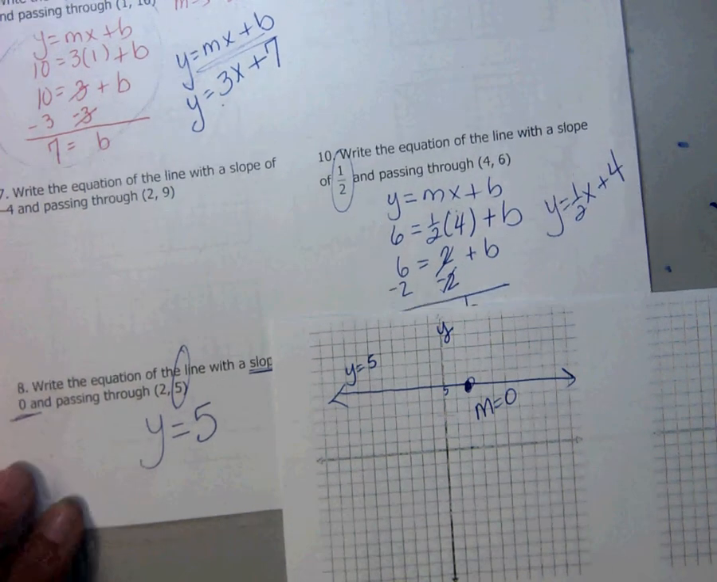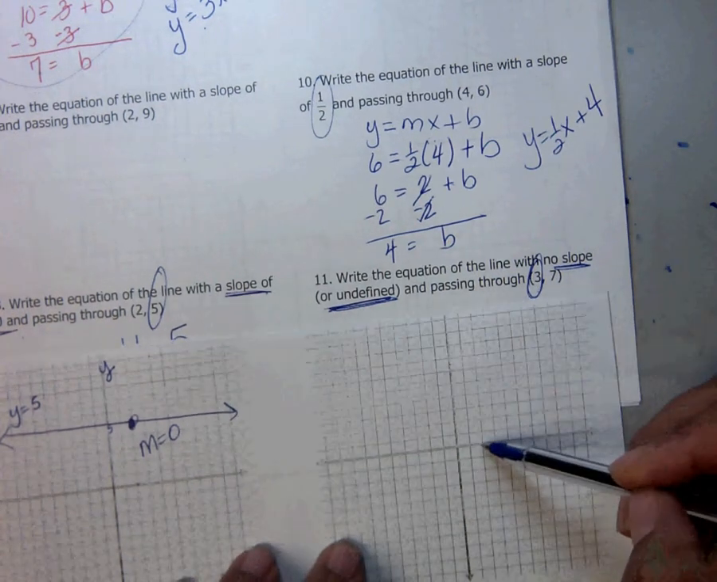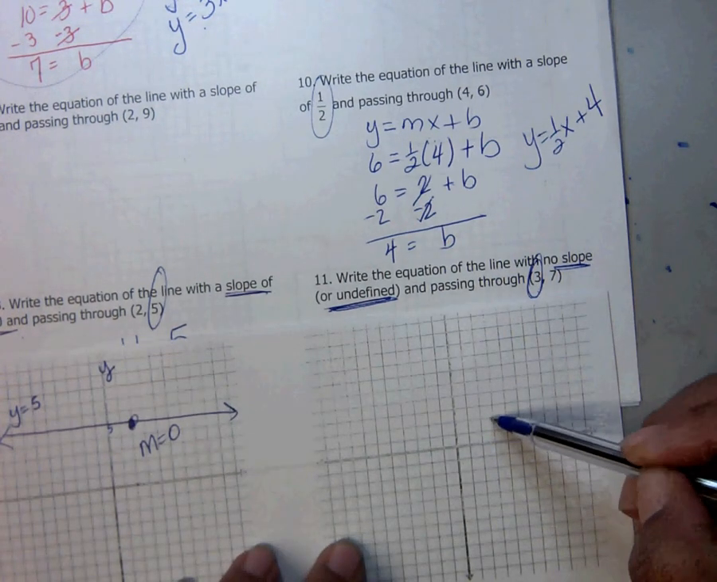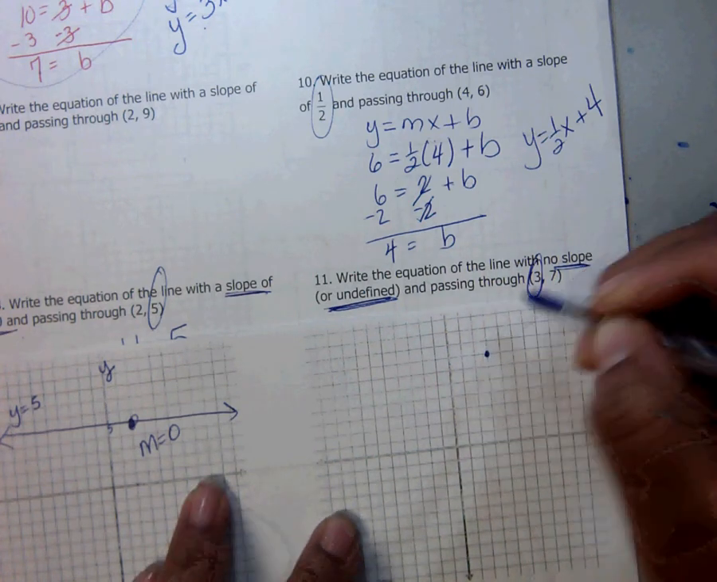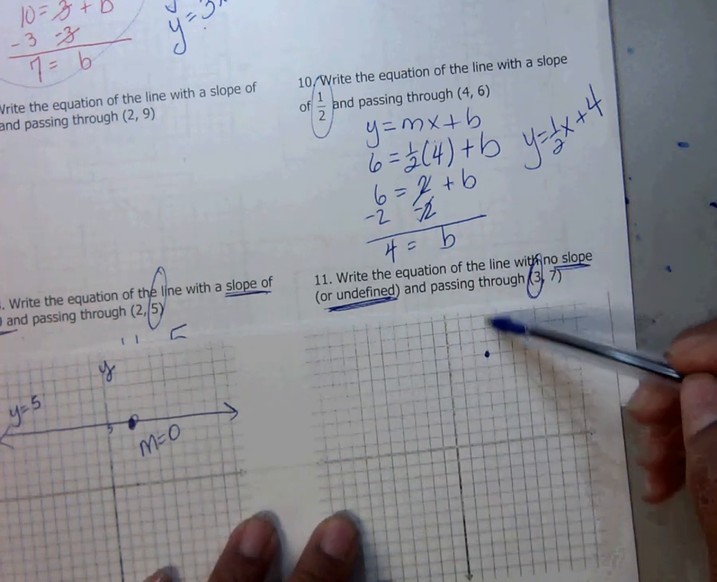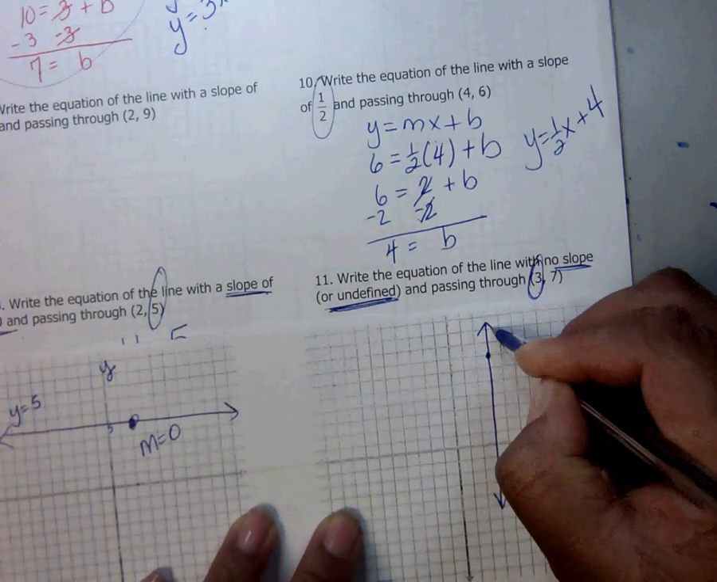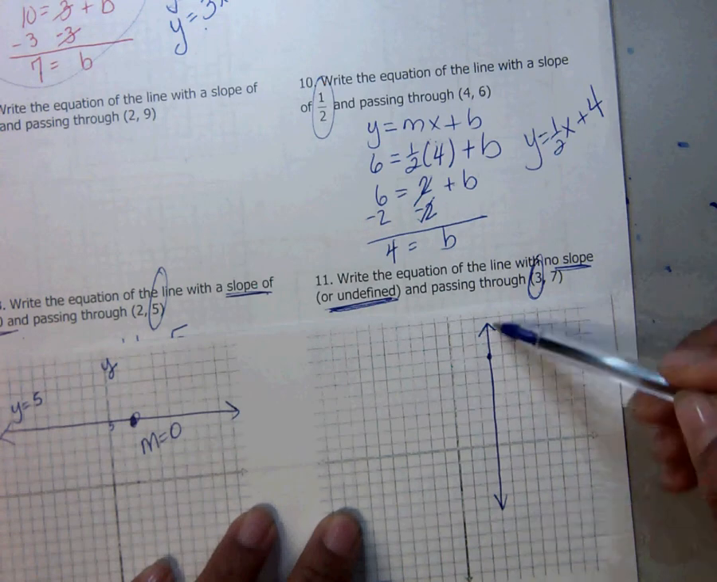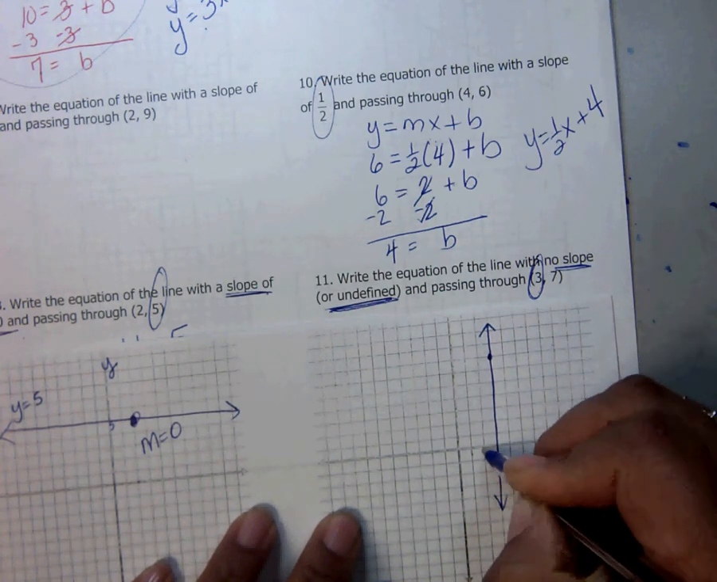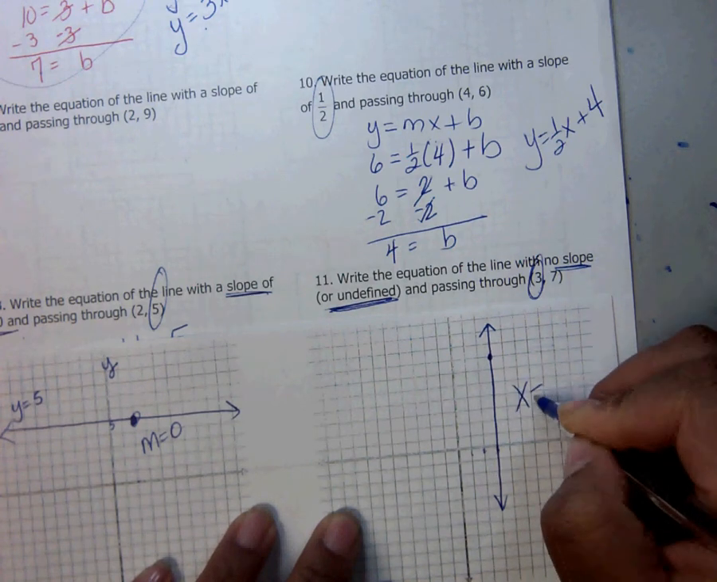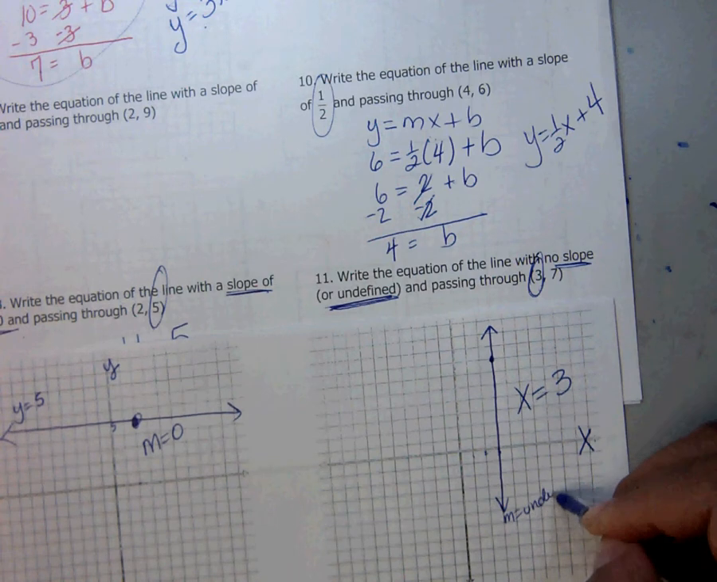Now we do number 11. If I plot 3, 7, 1, 2, 3, 1, 2, 3, 4, 5, 6, 7, I want undefined slope. So is that horizontal or vertical? That's vertical. How do I write that as an equation? It's crossing the x-axis at 1, 2, 3. Therefore, x equals 3. And this is undefined slope.